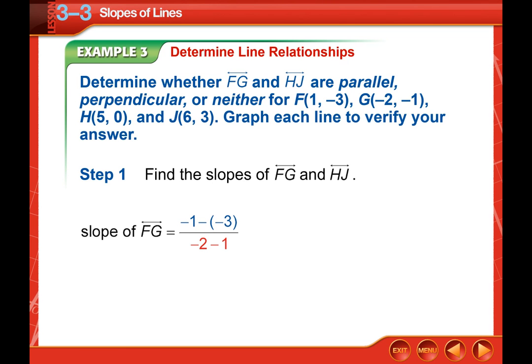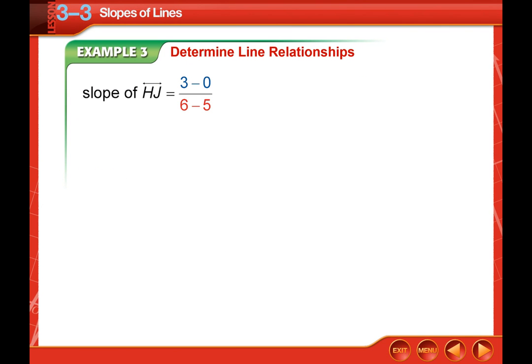So we have m is equal to y2 minus y1 divided by x2 minus x1. So that's -1 subtract -3 and -2 subtract 1. When we simplify that out, we find that to be -2/3. Okay, for HJ, we have 3 subtract 0 and 6 subtract 5. So that is 3 divided by 1, or 3.